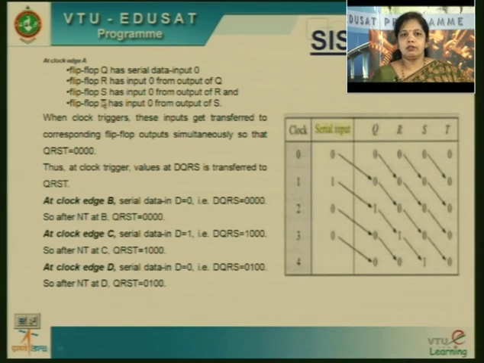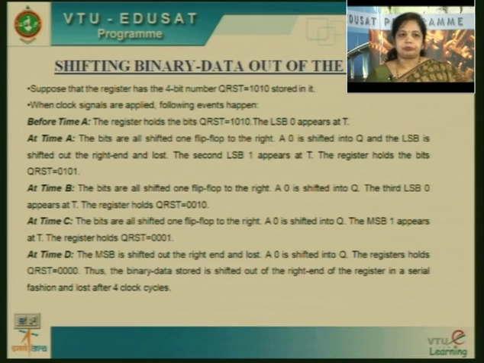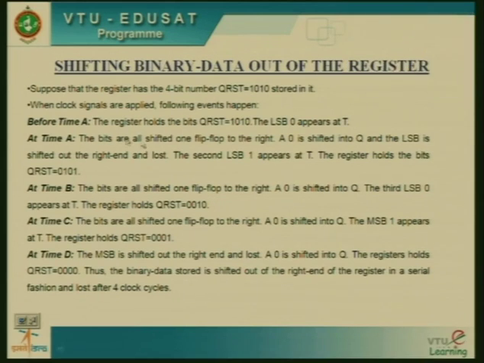So this is what is given. Flip-flop Q has serial data input 0, R has input 0, and S and T all initially will have 0. So add the clock trigger, since the clock has a negative edge. We can see that at the clock edge the serial data input is moving. So serially you will get 0 0 1 0, next 0 1 0, then 0 1 0 0 is shifted in the next clock pulse. So each time 1 bit will be shifted to the right.